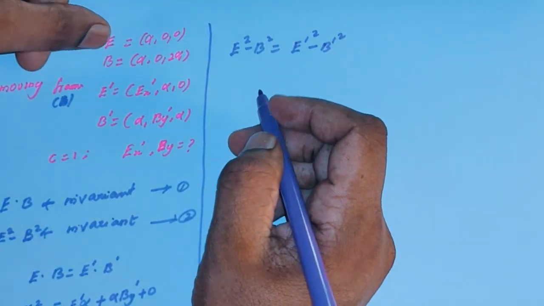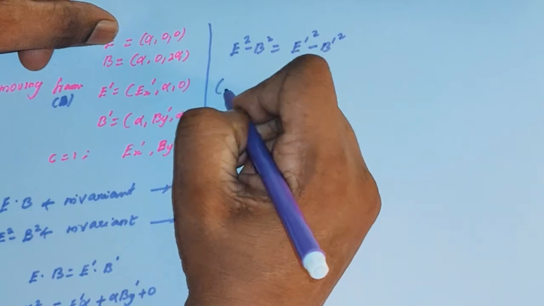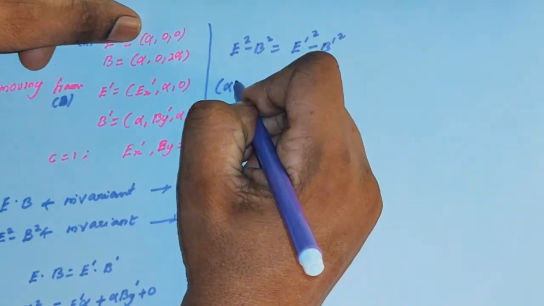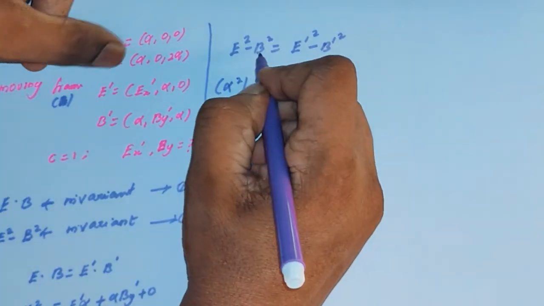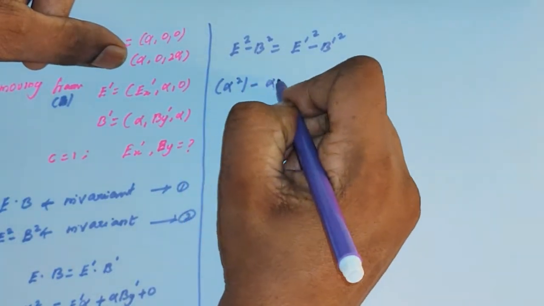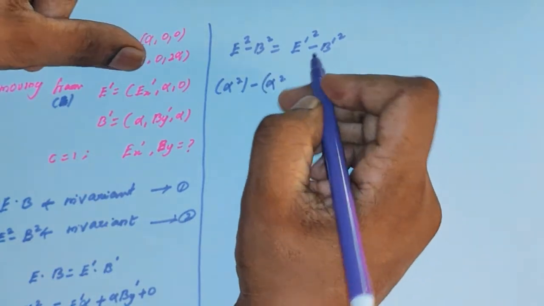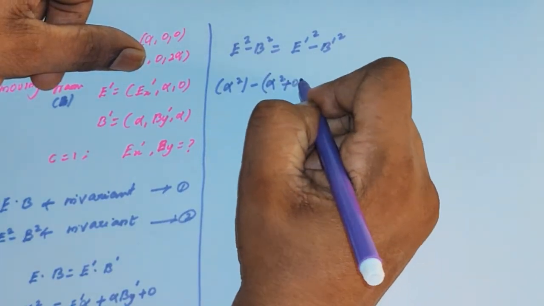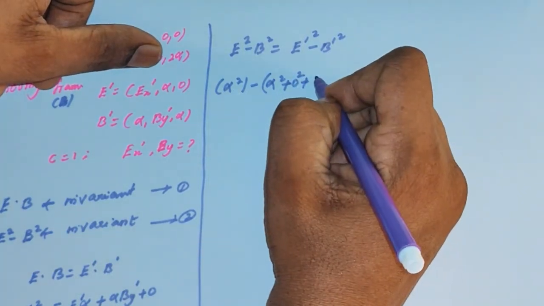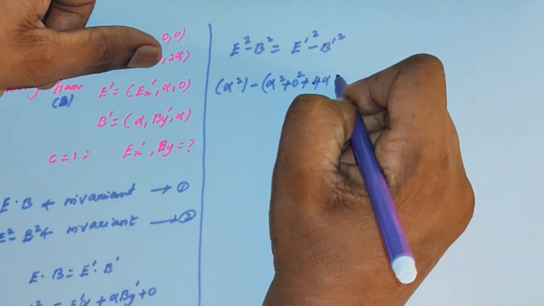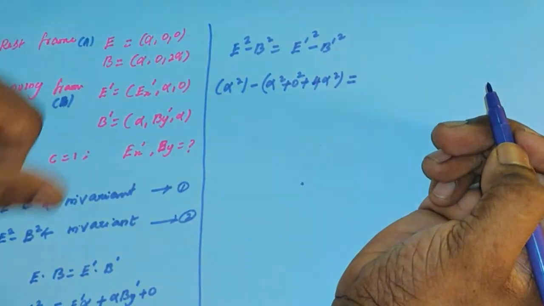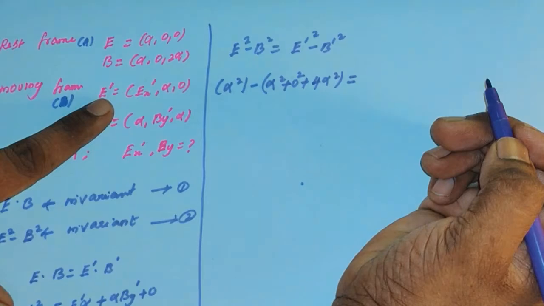If you are taking the E square in the first frame, it would be nothing but alpha square plus zero square plus zero square. So it would be alpha square minus B square, which is alpha square minus (alpha square minus zero square), that is 2 alpha whole square, it will be 4 alpha square. So this quantity will be equal to E prime square.